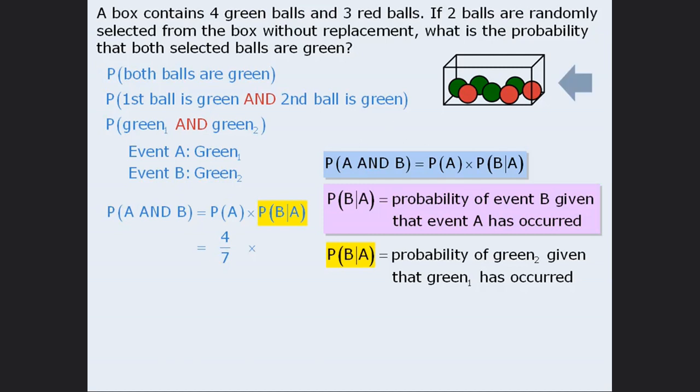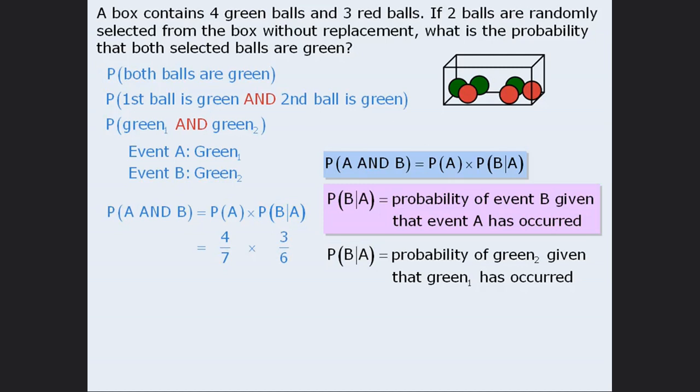Since we are assuming that the first ball was green, let's remove one of the green balls from the box. When we do this, we have 6 balls remaining and 3 of them are green. So the probability is 3/6 that the second ball will be green, given that the first ball was green.